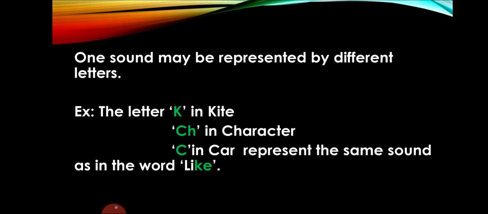And the next problem is one sound may be represented by different letters. For example, the letter K in kite, the letter CH in character, letter C in car represent the same sound as in the word like. Here we get the ka sound. Letters are different, but sound is the same.